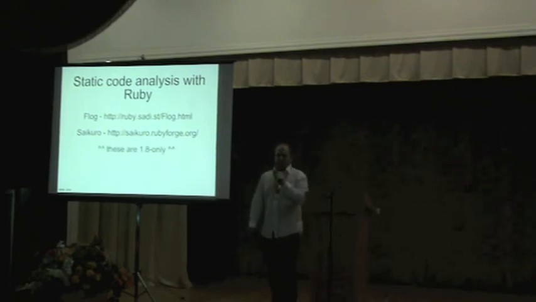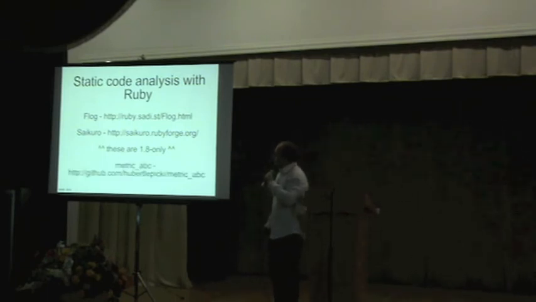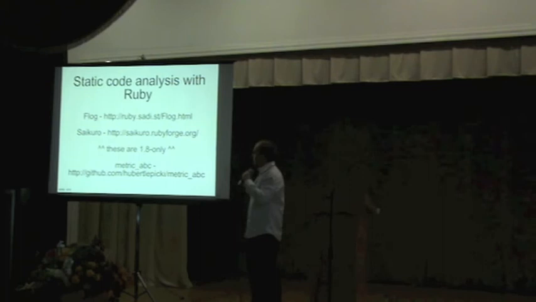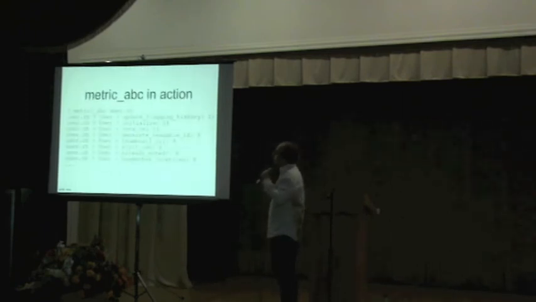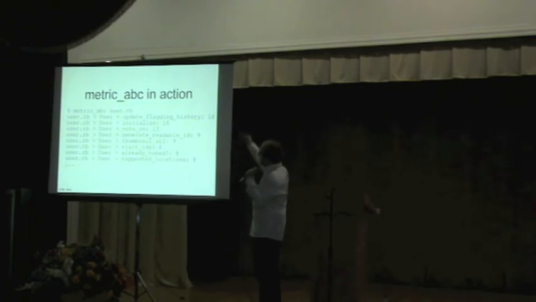Unfortunately, these are Ruby 1.8 only, so I tried to run them. There are some forks, and it's even possible to get some results for some 1.9 code, but it failed for my real projects. So I wrote a simple gem, so you can get it from here, that calculates metric ABC. That's only 1.9, because that was simple. And you can run it on your project. Just give it a list of files, and it will give you the results.